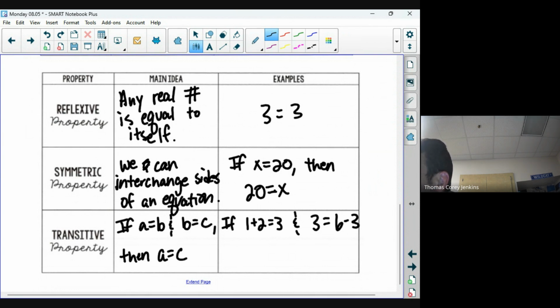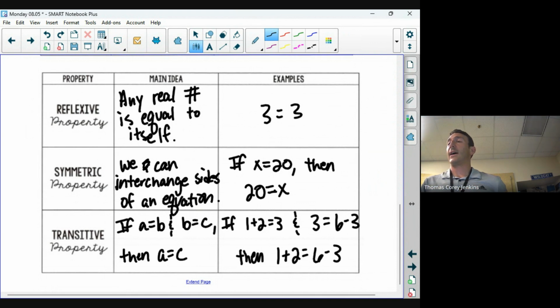If all that's true, which it is, 1 plus 2 is 3, 6 minus 3 is 3, now we can also say then 1 plus 2 must be equal to 6 minus 3. Again, it's kind of obvious with these numbers, but these things are used in proofs and stuff. All right, so that'll conclude your notes.